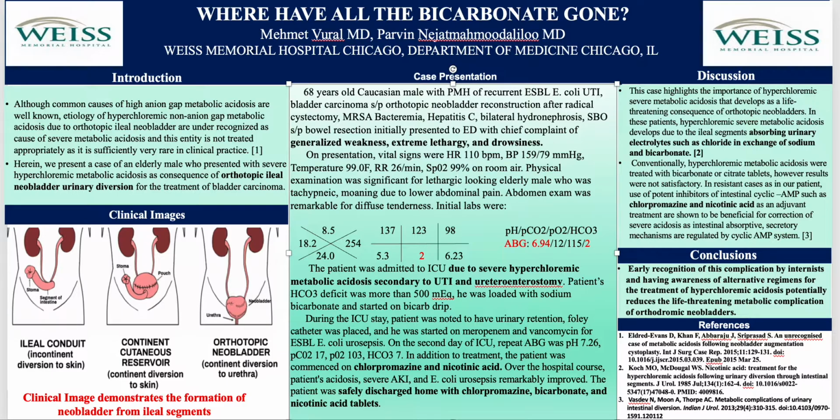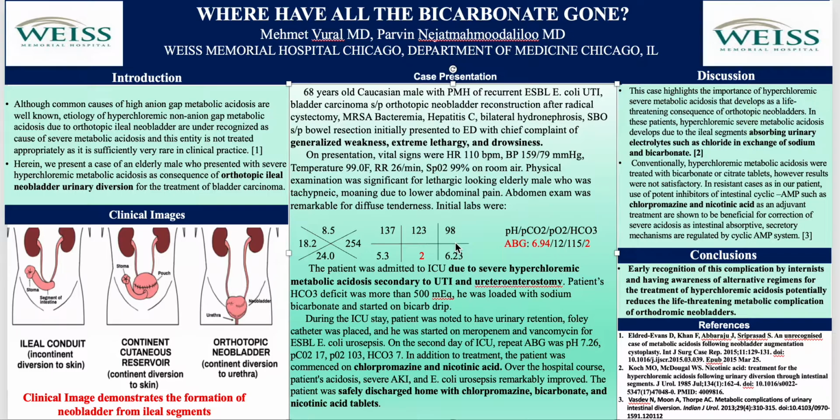Orthotopic neobladder is an internal urinary diversion in which a segment of small intestine is used to form a new neobladder reservoir for urine. Ureters are attached to the neobladder, as is the urethra, allowing voiding to be done via the natural course. As clinical images demonstrate, urinary diversions can be separated into ileal conduit, continent cutaneous reservoir, and orthotopic neobladder, which means the formation of a new bladder at the place where the previous bladder was located.